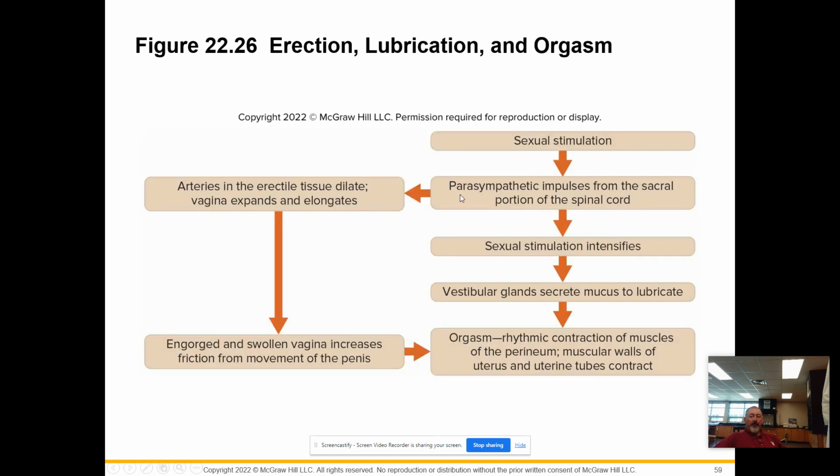So with sexual stimulation, you have the parasympathetic impulses from the sacral portion of the spinal cord. The sexual stimulation intensifies. The vestibular glands secrete mucus to lubricate. The arteries of the erectile tissue will dilate. The vagina expands and elongates. The engorged and swollen vagina increases friction between movement of the penis, and in the end, you end with an orgasm. Rhythmic contractions of muscles of the perineum, muscular walls of the uterus, and uterine tubes occur.